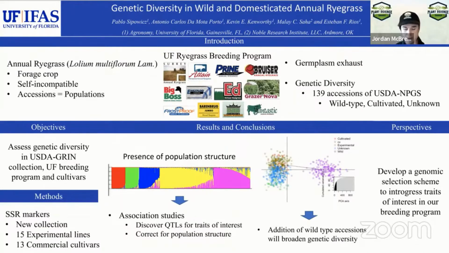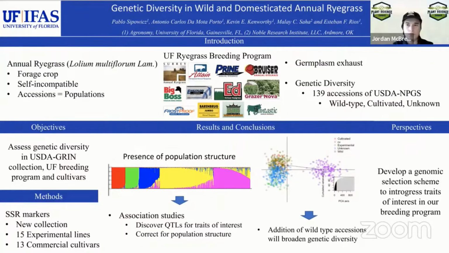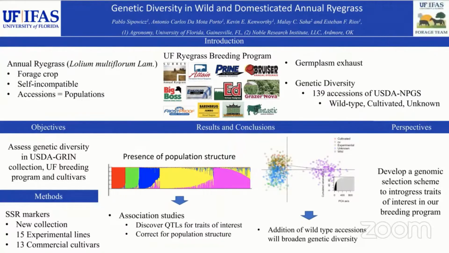Hello, my name is Pablo Sipowicz. I'm a PhD student at Dr. Rios' lab. I will present our studies on genetic diversity in wild and domesticated annual ryegrass. Annual ryegrass is the common name of the species Lolium multiflorum. It's mainly used as a forage crop, and it's self-incompatible. So when we describe accessions in annual ryegrass, we should think about highly heterogeneous populations.